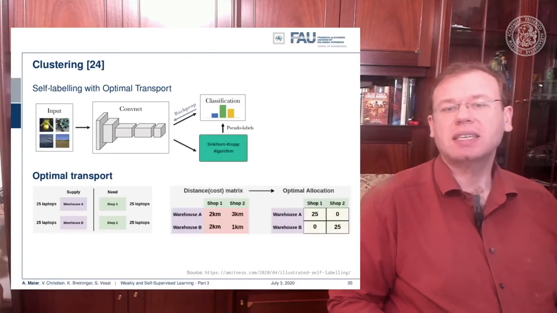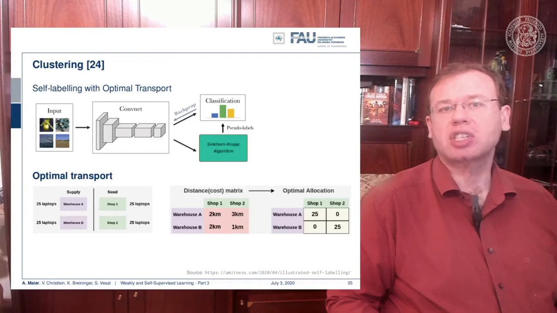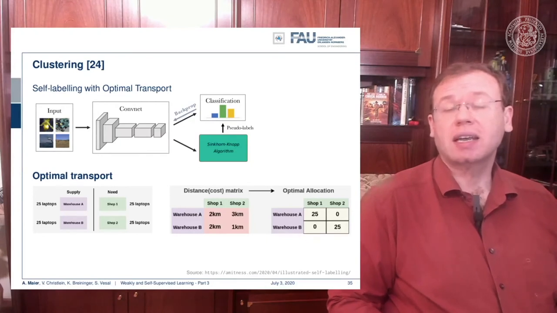Then you want to, of course, ship those laptops to the respective shops, and you take the closest one. All of the laptops from warehouse A in this case go to shop 1, and all of the laptops of warehouse B go to shop 2. The nice thing about this algorithm is you can find a linear version of it, so you can essentially express all of this with linear algebra, and this means that you can also embed it into a neural network.